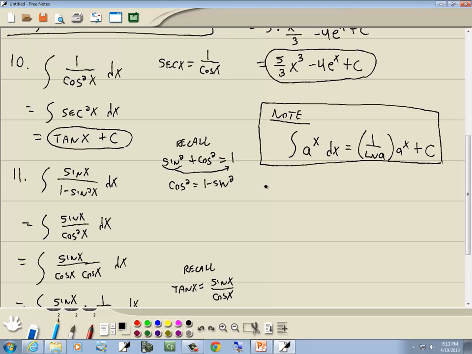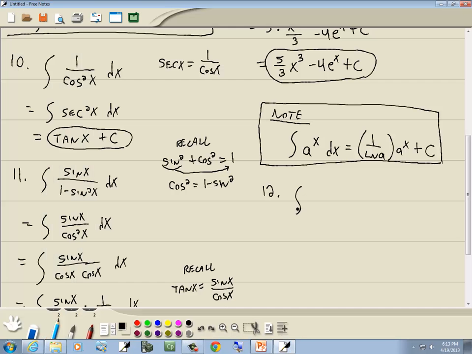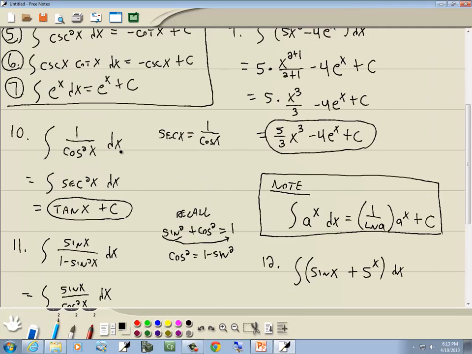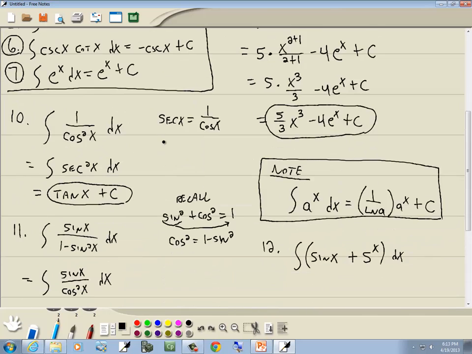So let's use that fact to help us solve this problem. So we got the integral of sine x plus 5 to the x dx. Well, sine up above, the integral of sine is negative cosine. So that one's pretty obvious.